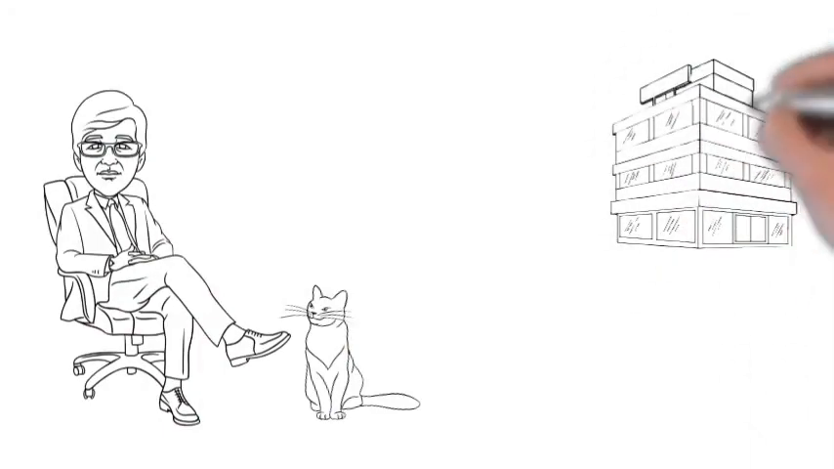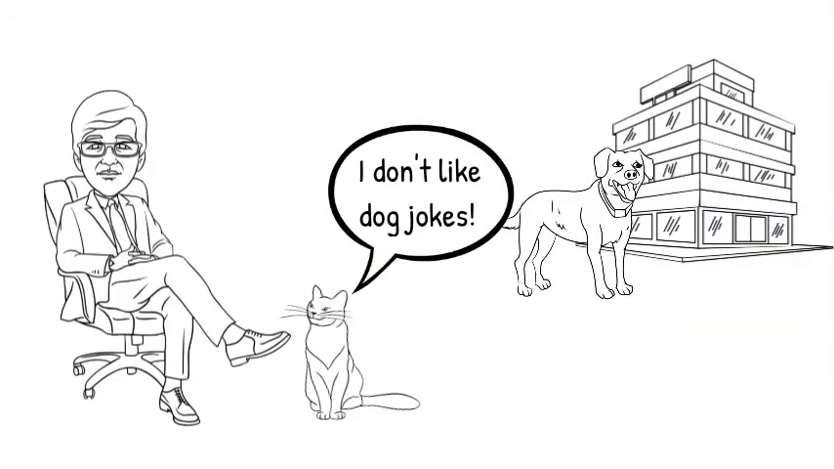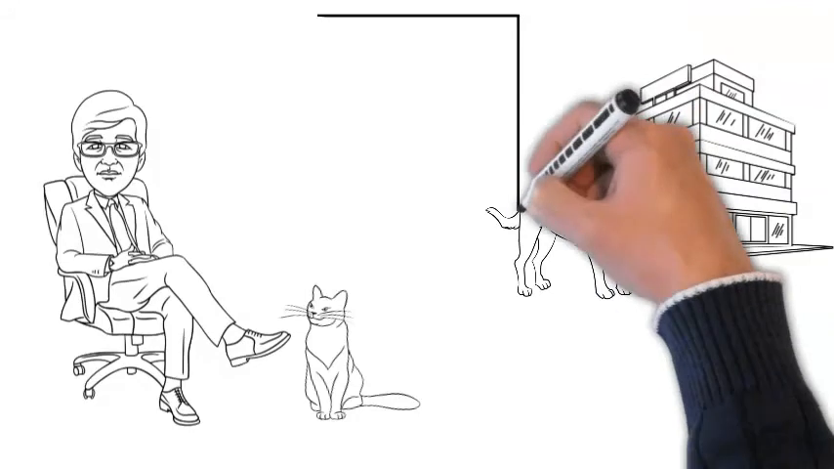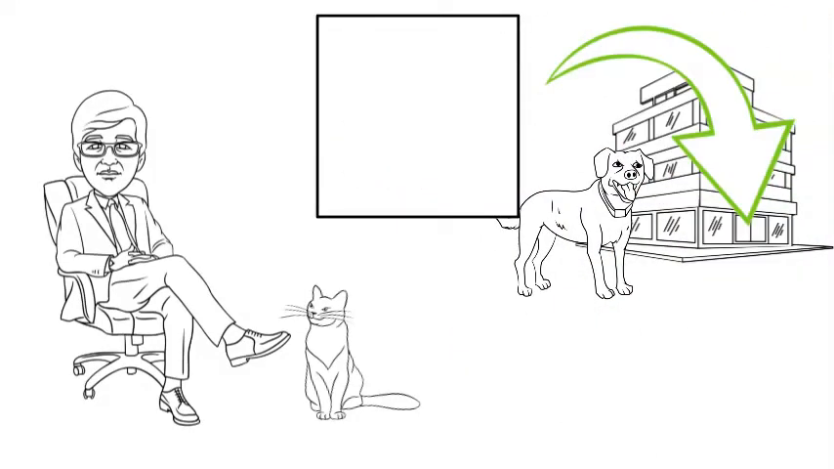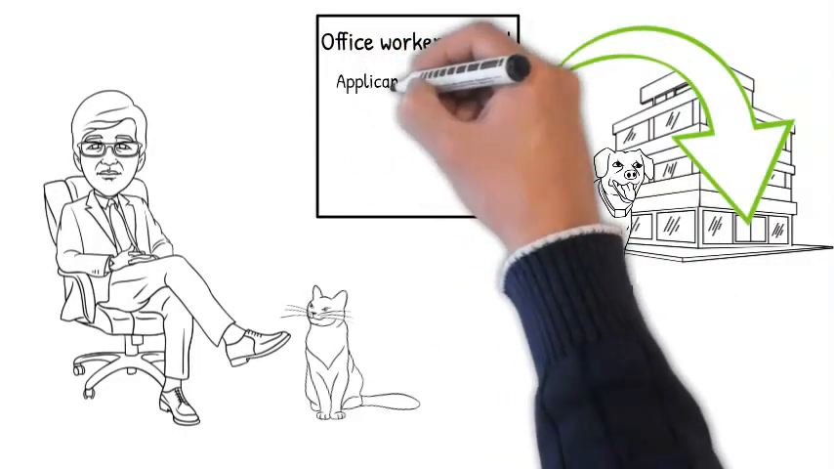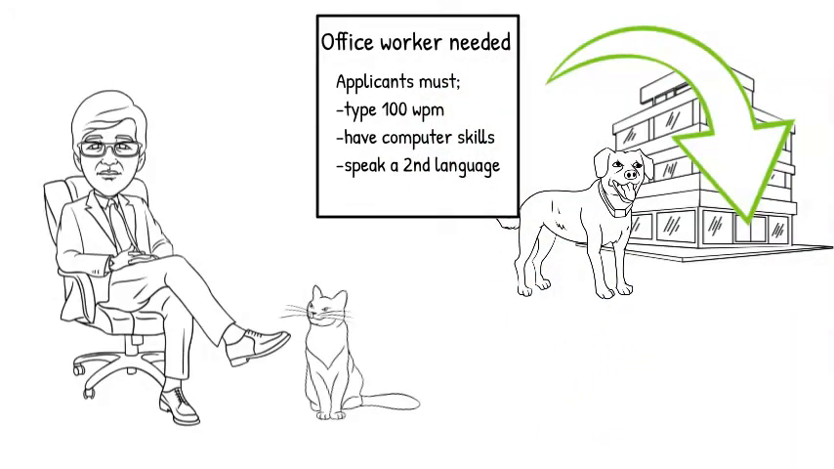Okay, so there was an office building and there was a dog walking on the street. Yeah, I know, but you'll like this one, especially the ending. Just wait. Okay, so the dog was walking on the street and the dog saw a sign on the door of the office building, and the sign said, "Office worker needed. Applicants must type 100 words per minute and have computer skills and speak a second language."